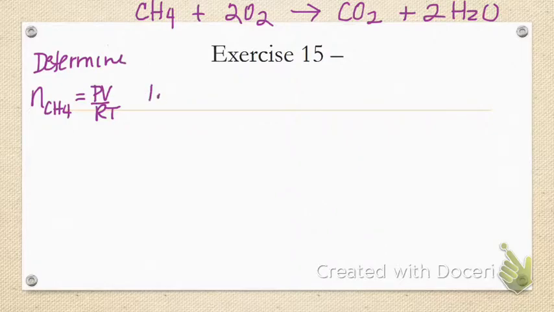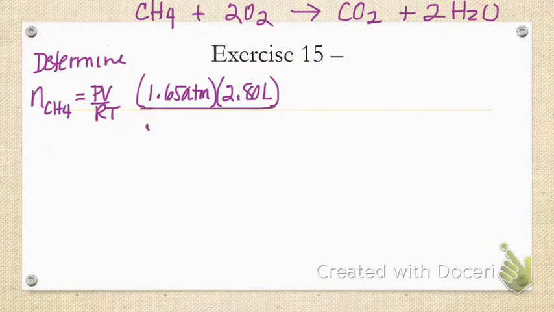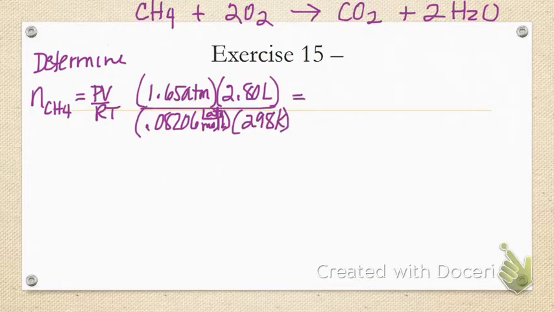1.65 atmosphere from the problem. Anytime we're working this problem, if you're wondering where I got that number, check the problem first. That's probably where it came from. At 2.8 liters divided by 0.08206. I know it has the units there, liter, atmosphere, mole K. And then 298 is what that particular substance was at. And I get 0.189 moles of methane.